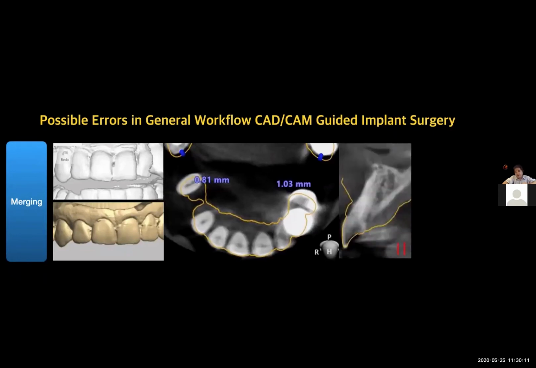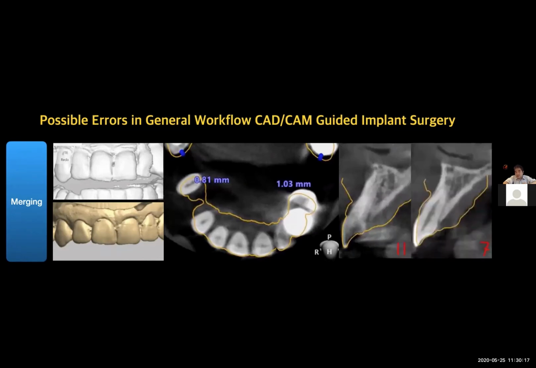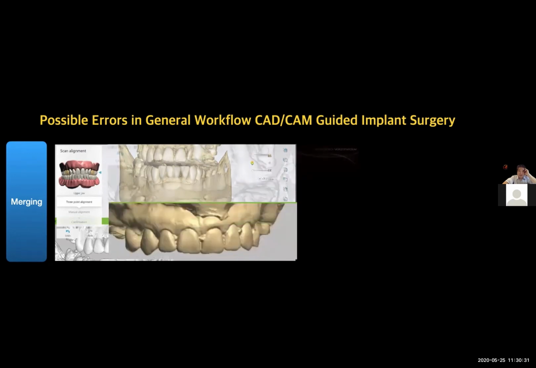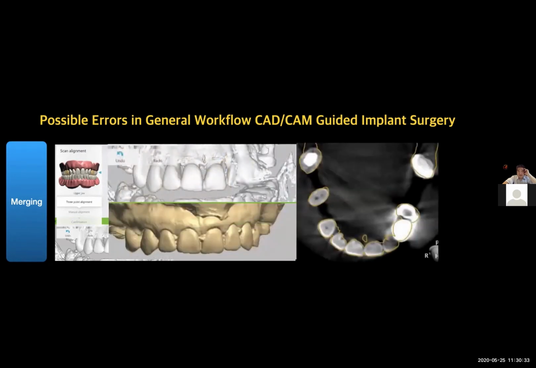In this case, the tooth number 11 area looks superimposed very well. However, tooth number 7, as you can see over here, has an error. So it's a seesaw situation. In that case, I asked the assistant to take the CBCT one more time and also take the model one more time. Then I superimpose and you can see the difference has decreased a lot.